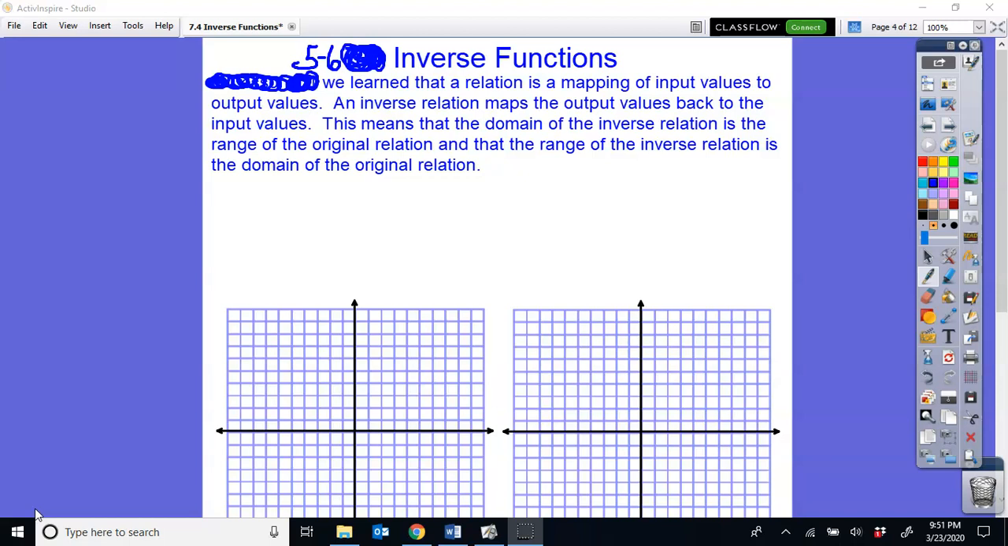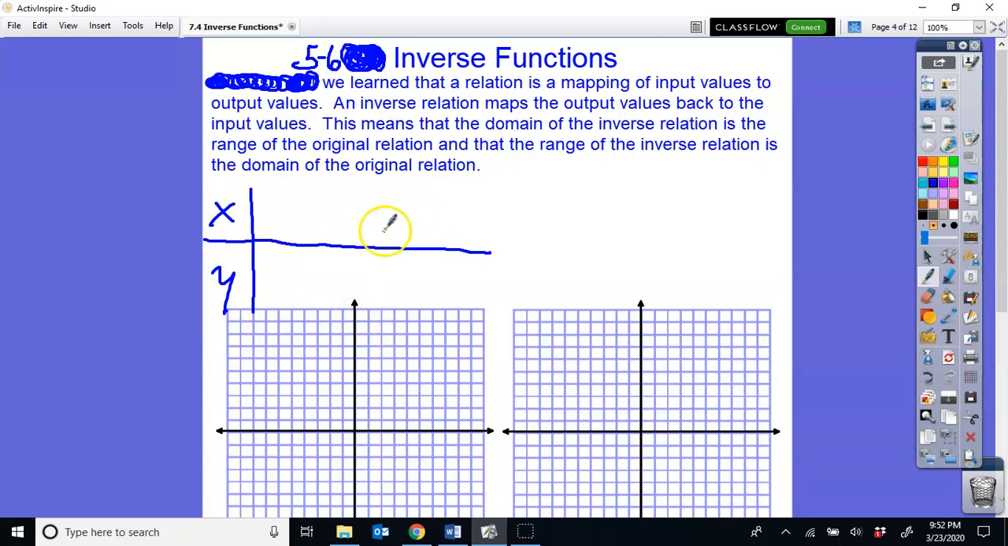Now, we are going to take a look at something that goes way back to the early part of the year, in the first 9 weeks. We learned a definition of this thing called a relation. We also learned the definition of something called a function, and we'll talk about that in a little more detail in just a second. Basically, a relation is when you have inputs that are mapped to, or give you, outputs.